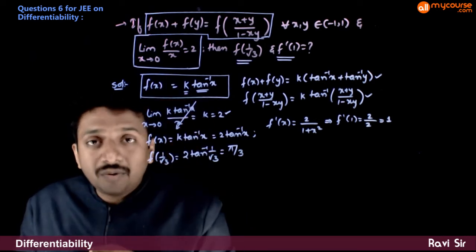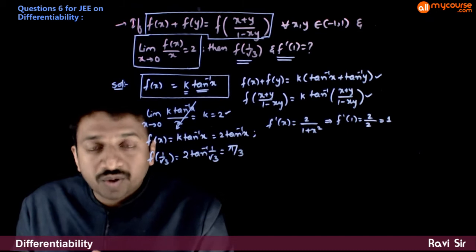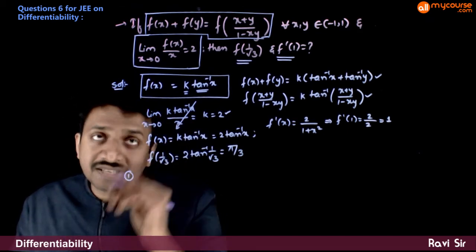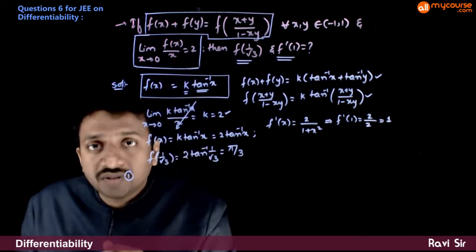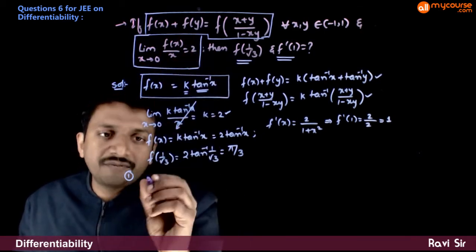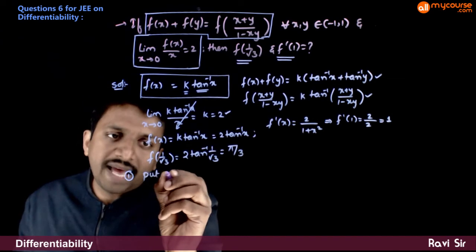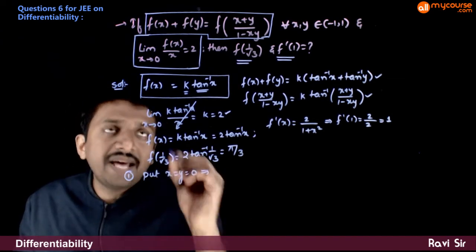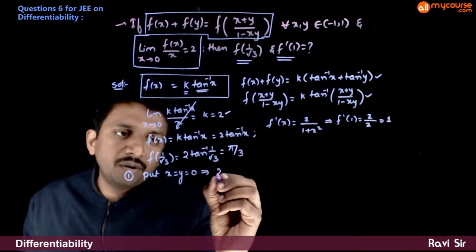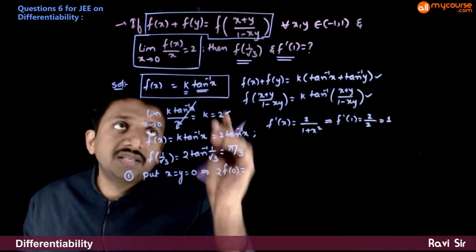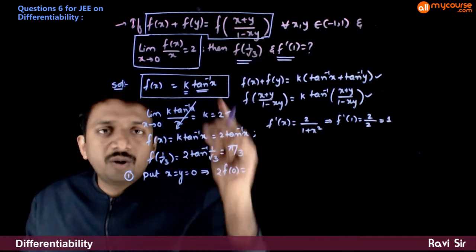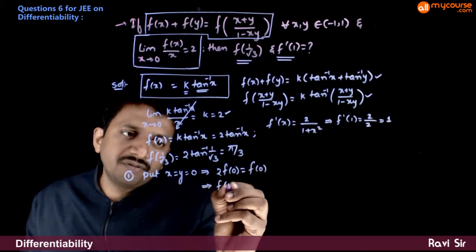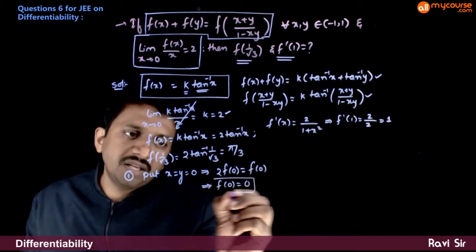So let us try to assess what we can do with this question. Let us do the general method. The first step, I'll put both x and y equal to 0. So put x = y = 0. This implies f(0) + f(0), that is 2 times f(0), is equal to f((0+0)/1), which is f(0). This implies f(0) is equal to 0.